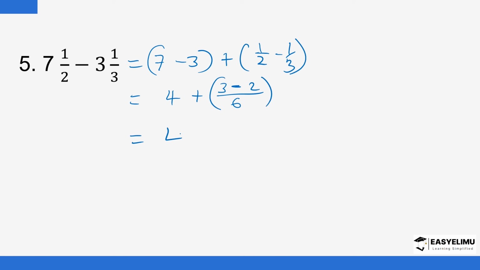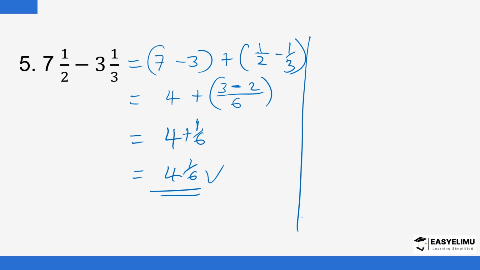So you can see now we have 4 plus 1 over 6. So 4 plus 1 over 6 is just 4 and 1 over 6. See that? So that is case 1.